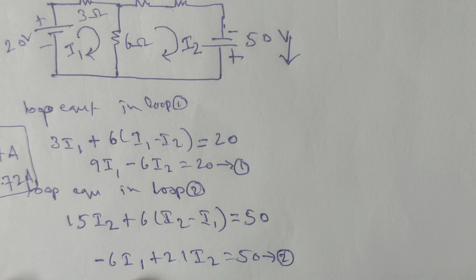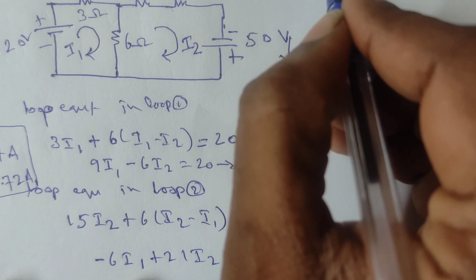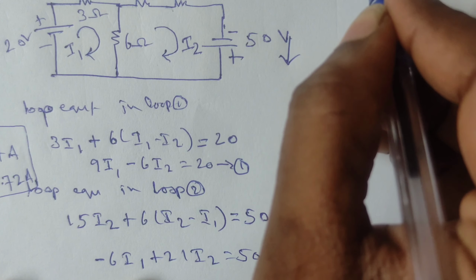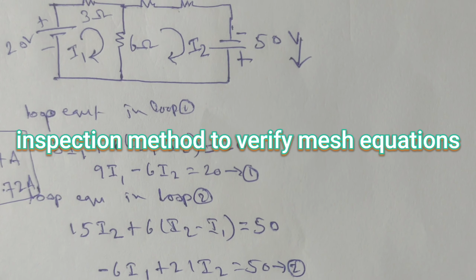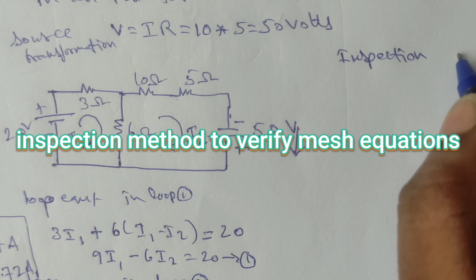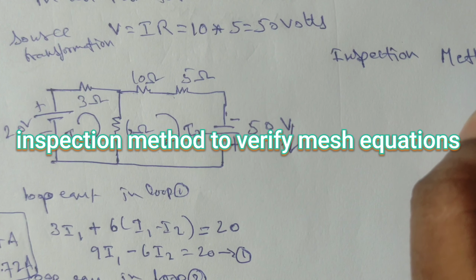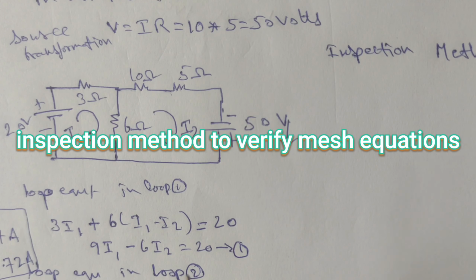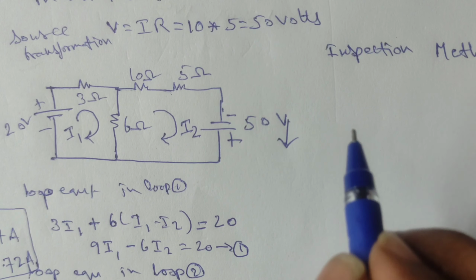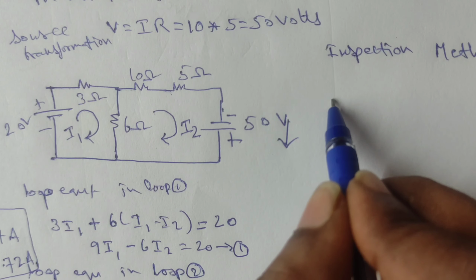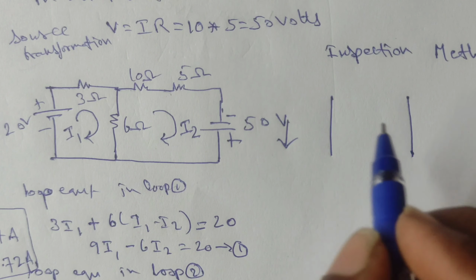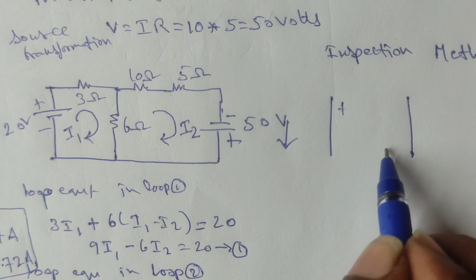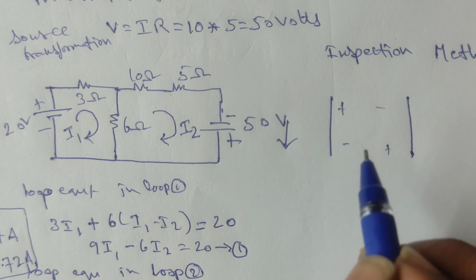Now I will give you another hint on how to apply mesh analysis in this circuit, and that method is called the inspection method. Here, for the number of loops we have, that is the order of the matrix we need to form. Here we have 2 loops, so we need to frame a 2 cross 2 matrix. Here only the diagonal is positive, and all the remaining values are negative.